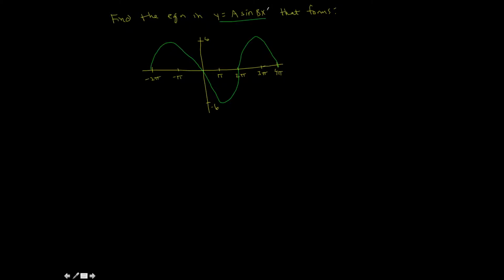All right, so we're trying to find an equation in this form. So what two things do we need? We need A and we need B. So A is the amplitude. So how many units are we away from 0? Well, look at your greatest point on the graph and your lowest point on the graph. They're both 6 units away from 0. So I know my A is 6.